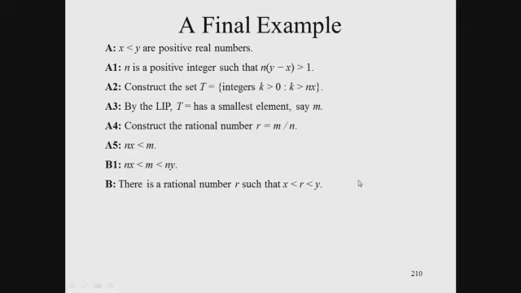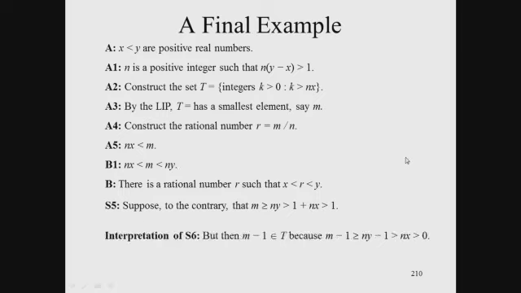So here's where we are. In other words, the author is trying to show that this is true, and by contradiction assumes the opposite, and then uses this statement A1 to claim that NY is bigger than 1 plus NX. N and X are positive, so that's bigger than 1. And all of that is used to show that M minus 1 is in T. So let's see, how does the author convince us that M minus 1 is in T?